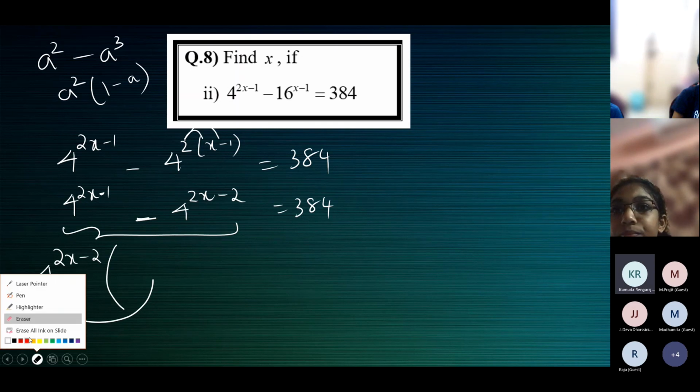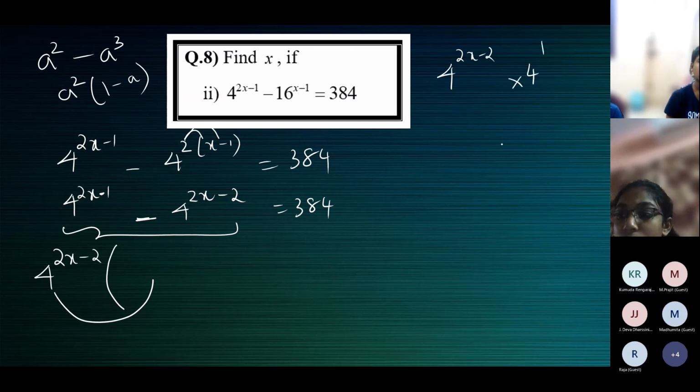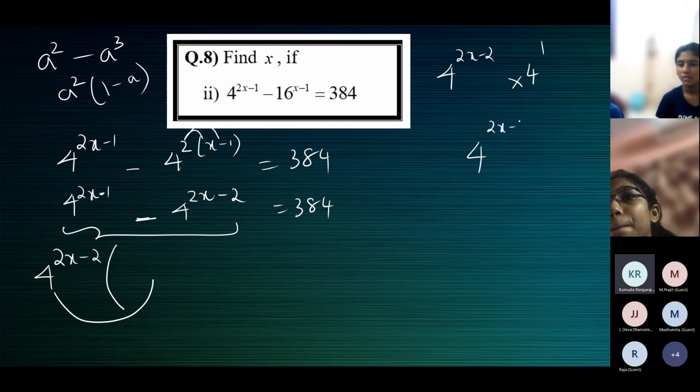By the law of exponents, this is a very important question. 4 to the power 2x minus 2 into 4 to the power 1, multiplied by 4 to the power 1. What will you get? 4 to the power 2x minus 2 plus 1. So it will be 4 to the power 2x minus 1.